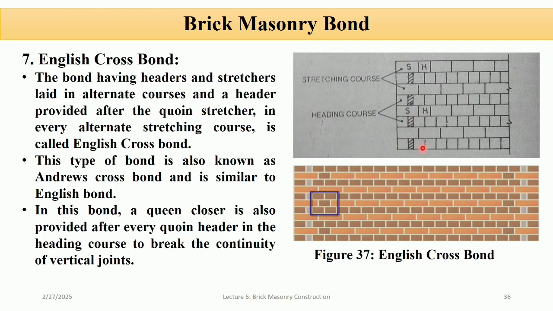You can see in this figure that we provided the queen closure after every coin header. This type of English cross bond is suitable for brickwork where both strength and appearance are required, but it is not very common in brick masonry.